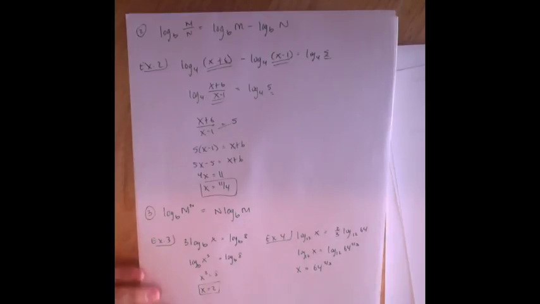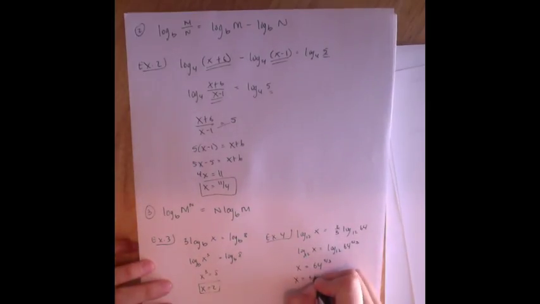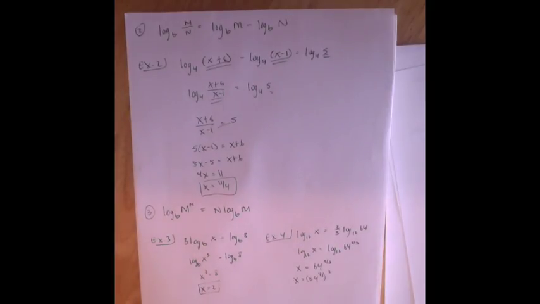Now I can rewrite this. x is 64 to the 1/3 squared. The cube root of 64 is 4, so I get x is 4 squared, so x is 16. So you need to memorize those 3 properties of logs. Now let's talk about inverse functions.